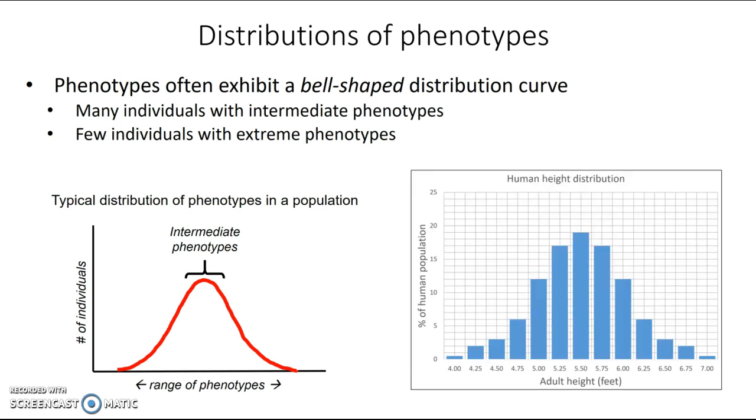So if you think of all the humans on the planet, it's really common for people to be between about 5 and 6 feet tall, with the majority of people falling somewhere in the middle, but less common for humans when they're adults to be 4 feet or under, or 7 feet or above. So this is another example of a trait in which we would see this bell-shaped distribution curve.